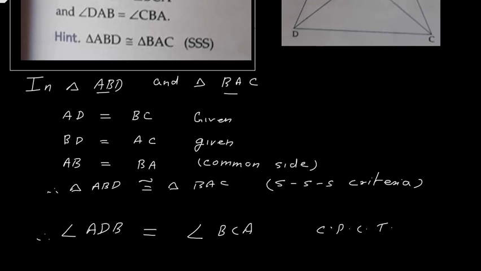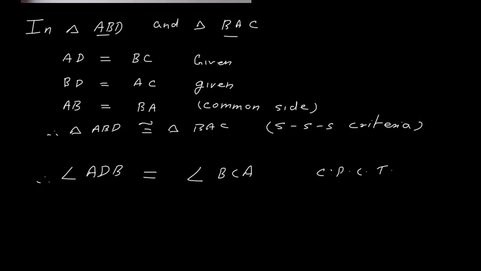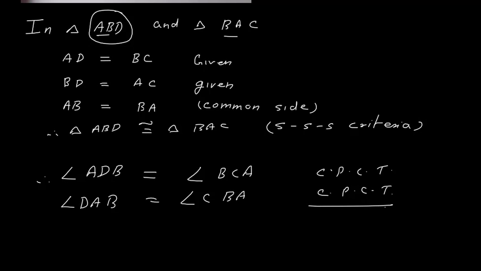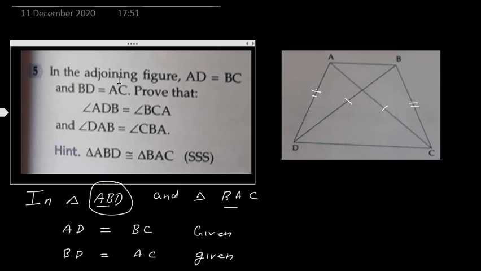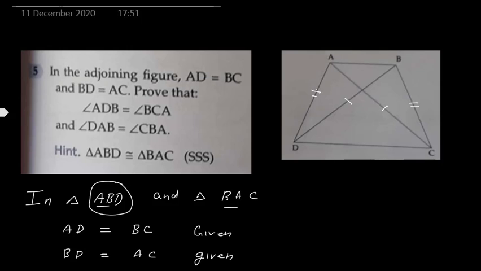So angle ABD is equal to angle BCA. Similarly, angle DAB is equal to angle CBA, corresponding parts of congruent triangles. So we have proved it, QED. Right, it is a simple chapter. You only have to see on the diagram how you can prove the two triangles are congruent.